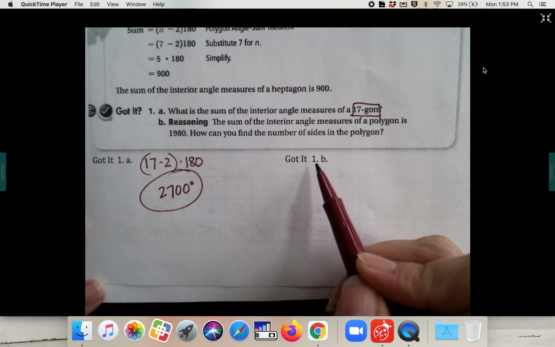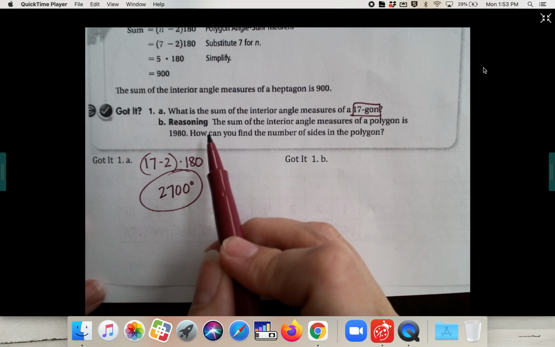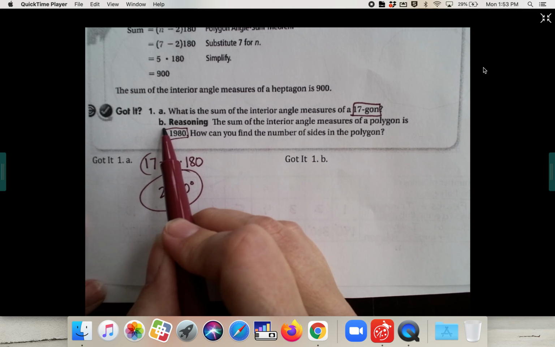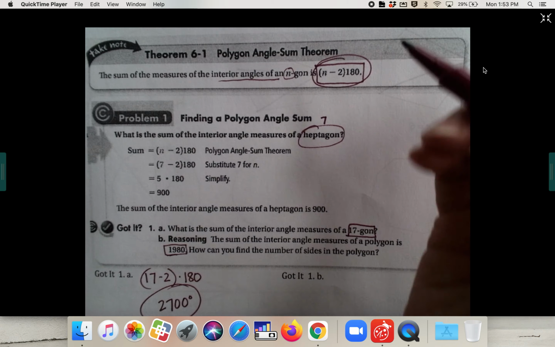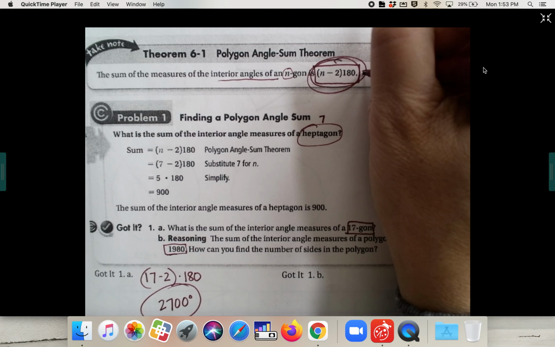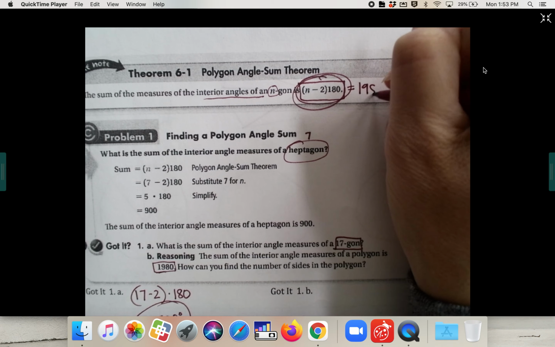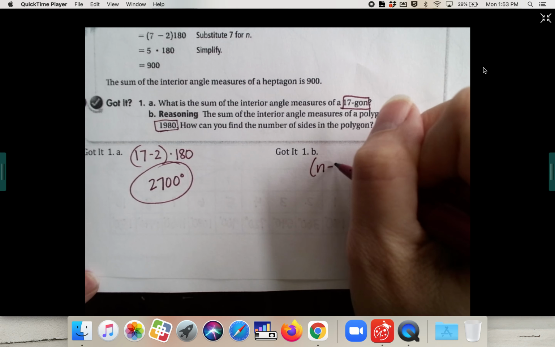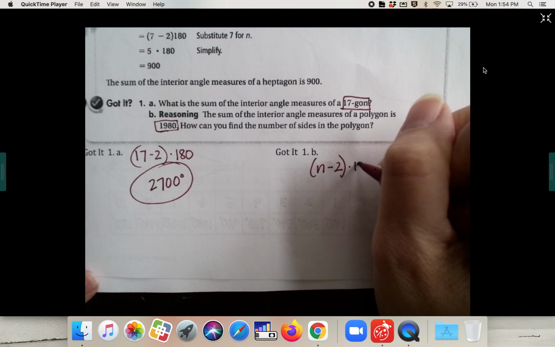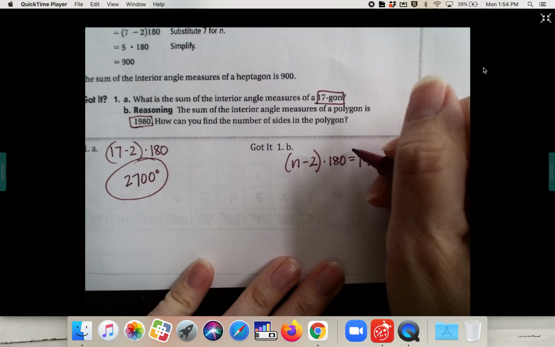All right, and then let's try Got It 1b, reasoning. The sum of the interior angle measures of a polygon. Okay, so now it's going backwards. Now it gives us that it equals 1980. How can you find the number of sides? Well, if this is our equation, we're just going to set it equal to our total, which they said is 1980. So we're just going to set up this equation, n minus 2 times 180 equals 1980, and we're just going to solve it.